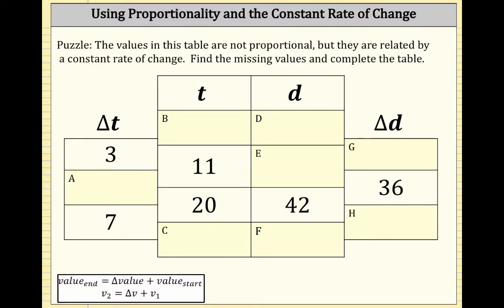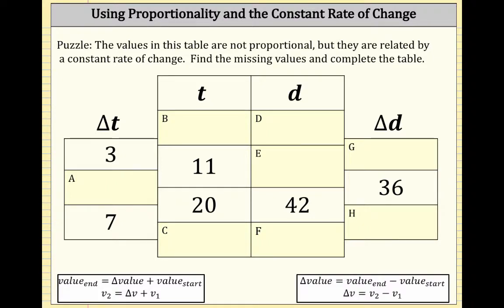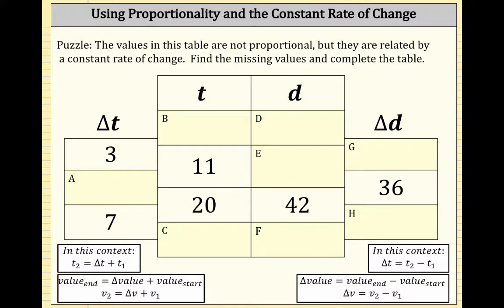What we're going to do is think back to the time when we were working with changes. If we were looking at the ending value is equal to the change in value plus the starting value, and then we also had the other relationship, which is the change in value is equal to the ending value minus the starting value. In this context, the first equation tells us that T2 is equal to delta T plus T1. And the second equation means delta T is equal to T2 minus T1, where T1 represents the starting time and T2 represents the time that comes after.